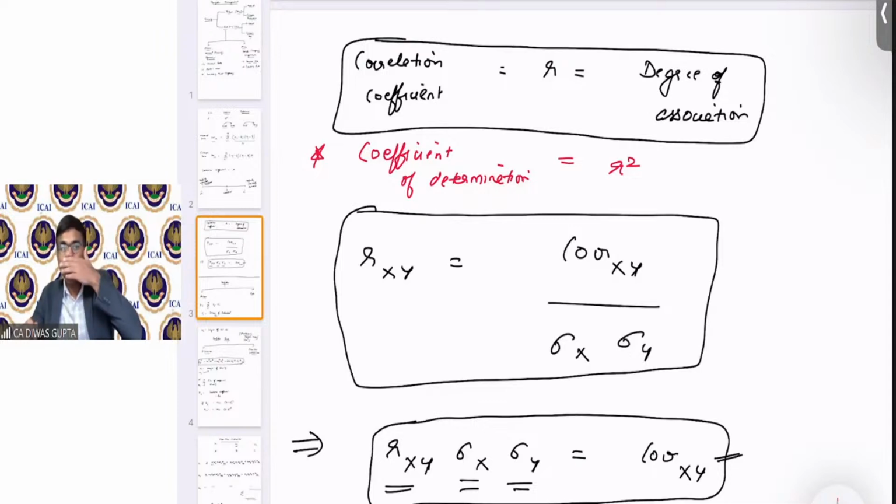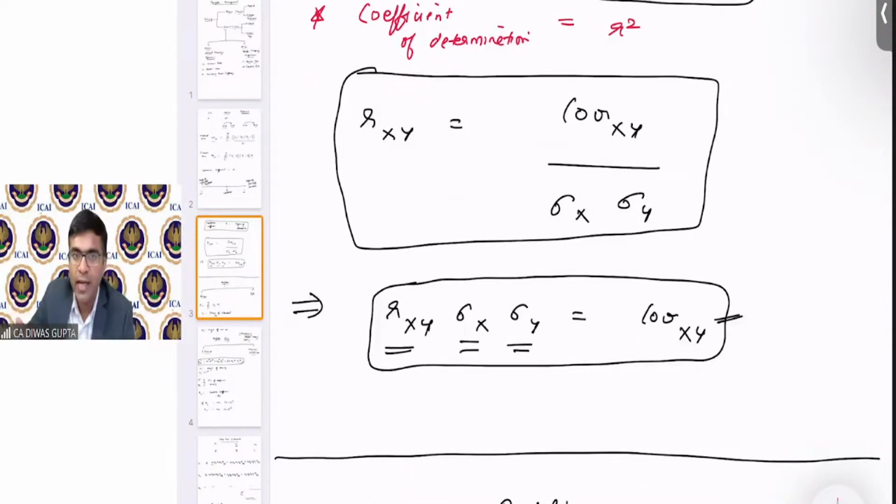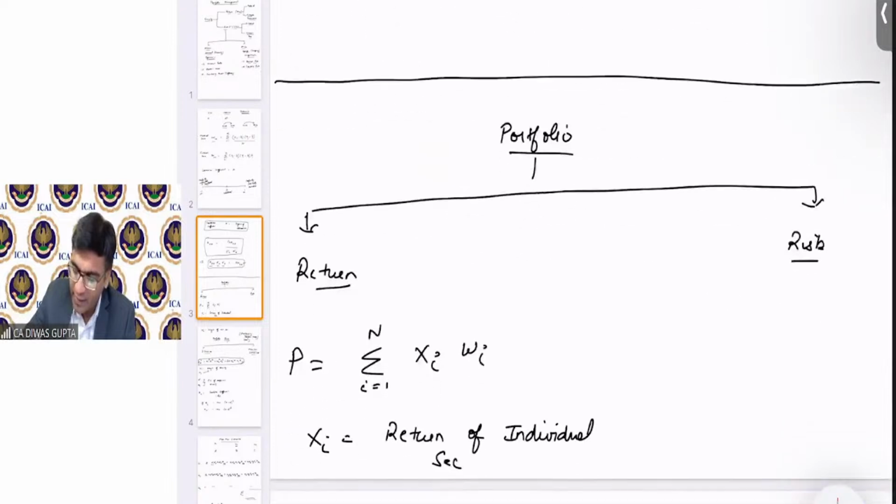And hence, if in a question you have been given a coefficient of determination and you have to arrive at the correlation coefficient or coefficient of correlation, then you will just take the square root of this. Okay. Understood, students? I hope we are able to recap whatever we have studied earlier.